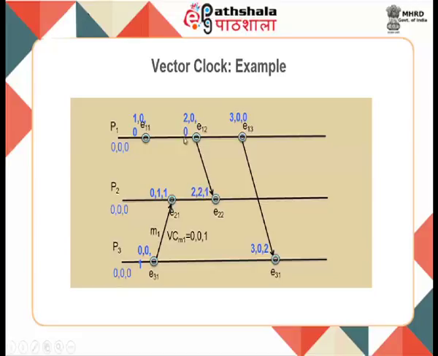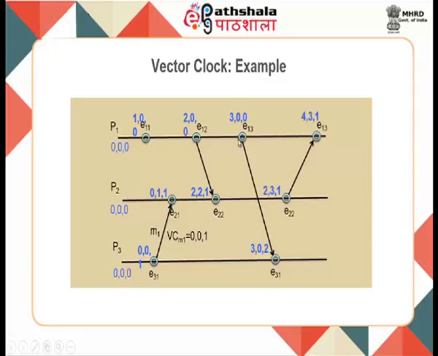When we consider this message, the timestamp of the incoming message and the original timestamp, we see that between 0 and 2, 2 is max. So, the value is 2. Between 2 and 0, 2 is maximum. So, the value is 2, and between 0 and 1, 1 is maximum. So, the value is 1. So, the new value of the receive event is 2, 2, 1.